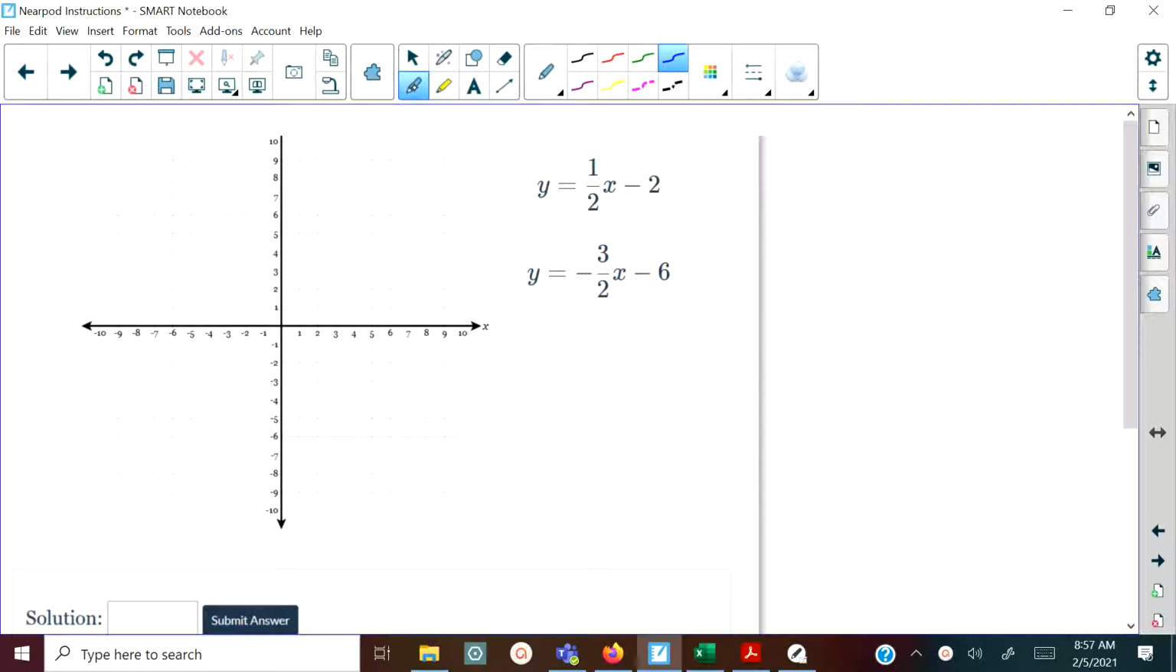Okay, so we've got two linear functions. They're both in slope-intercept form, and what we're going to do is just graph them. I'm going to start off with y is equal to 1/2 x minus 2. And what I'm going to do is go down to the -2, the y-intercept, and see if I can zoom in. This is kind of small.